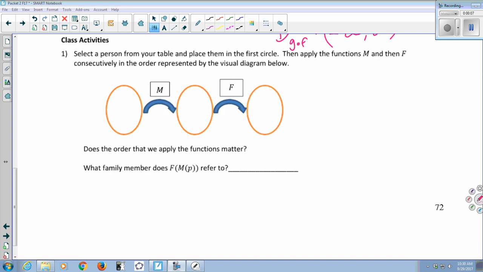Okay, so I'm going to put myself in this first circle here. Caitlin, right? So the mother of Caitlin is Claudia, and Claudia's father is Donald, which means that F of M of P, because that's the order I went. So P was me, then we went M for my mother, and then F for my mother's father, Donald. So Donald is my maternal grandfather.